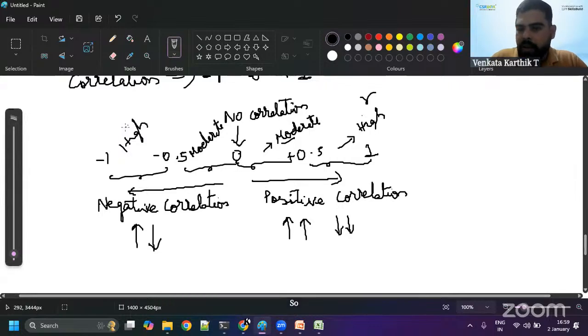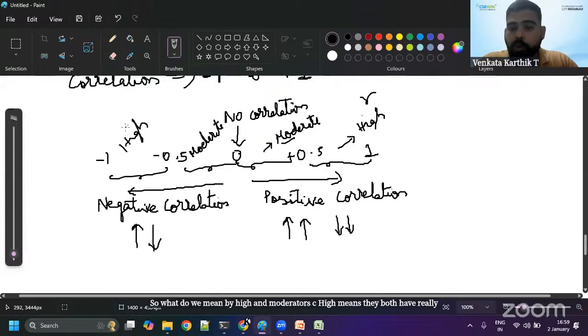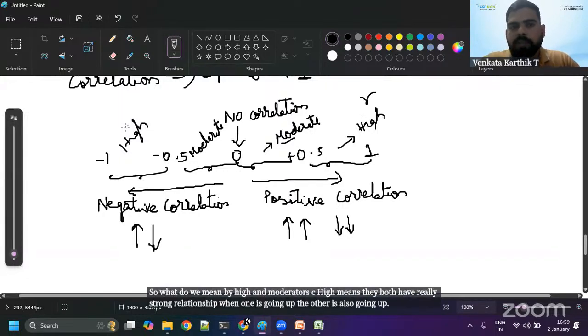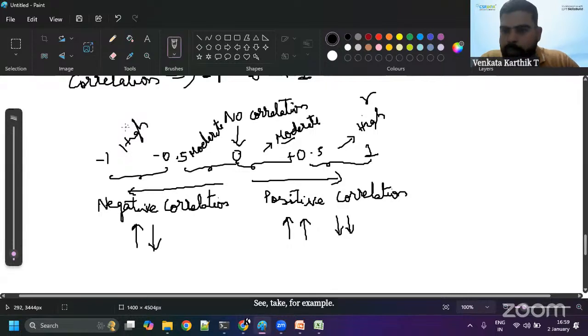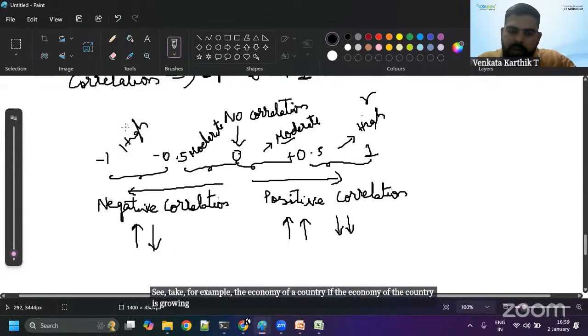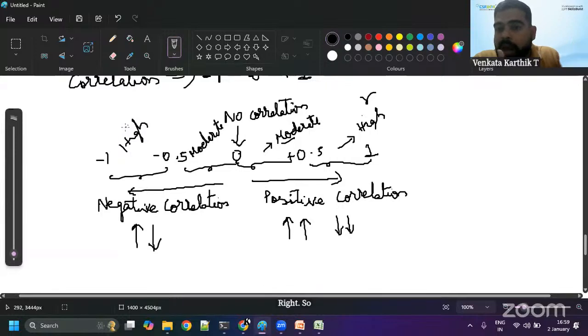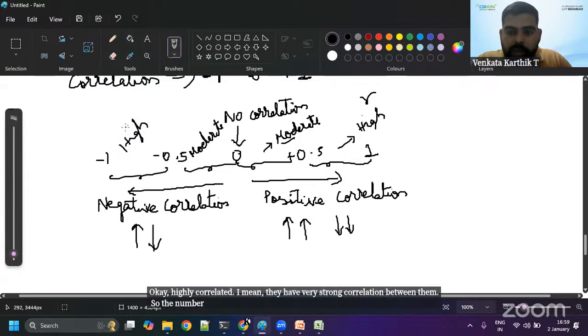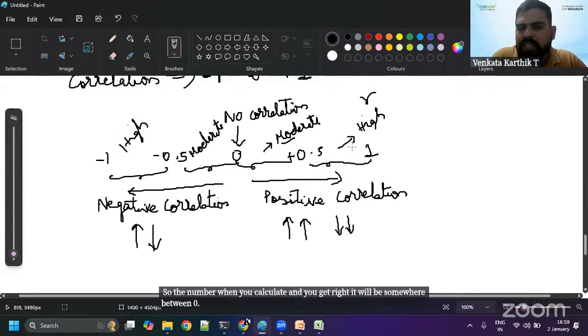So what do we mean by high and moderate is, see, high means they both have a really strong relationship. When one is going up, the other is also going up. Take for example the economy of a country. If the economy of the country is growing, the people's spending also grows, right? Because you are having more money at your disposal, so you're spending more. They both are highly correlated, I mean, they have very strong correlation between them. So the number, when you calculate it, will be somewhere between 0.5 and 1. High chance it may be around 0.8.